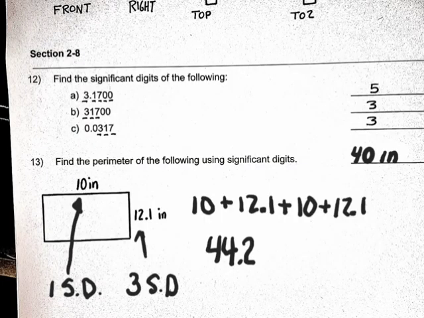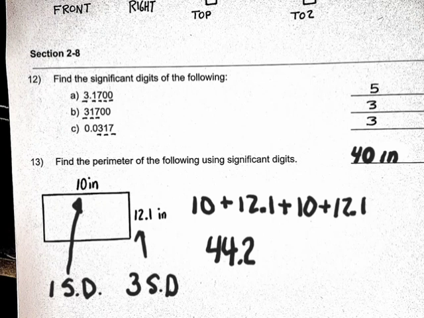Section 2.8 is significant digits. So for 12a, we're looking for the number of significant digits. The 3 is significant, the 1 is significant, the 7 is significant. The only reason the 2 zeros after the 7 are significant is because they are on the other end of the decimal point, which means there had to be a reason for us to write them down. So 5 significant digits.